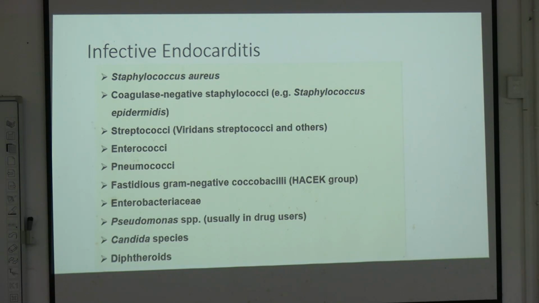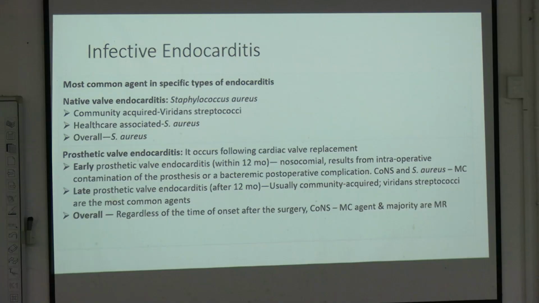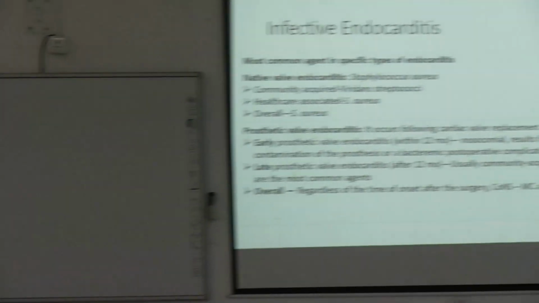Now, if you look at the common etiologies of endocarditis, the most common causes would be Staphylococcus and Streptococci, followed by Enterococci, Pneumococci, and a very important group called the HACEK group of organisms causing culture negative endocarditis. Furthermore, the causative agent also varies depending on whether the native valve is involved or prosthetic valves are involved. Most of the native valve involvement will be by Staphylococcus aureus.